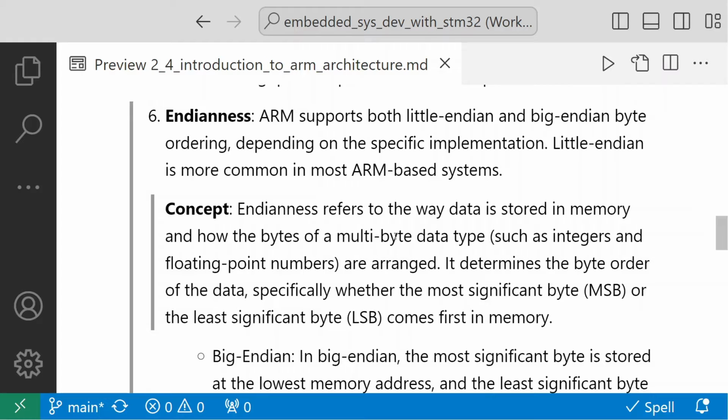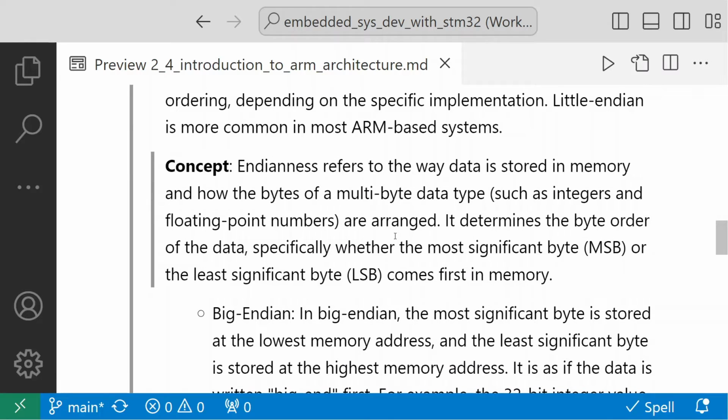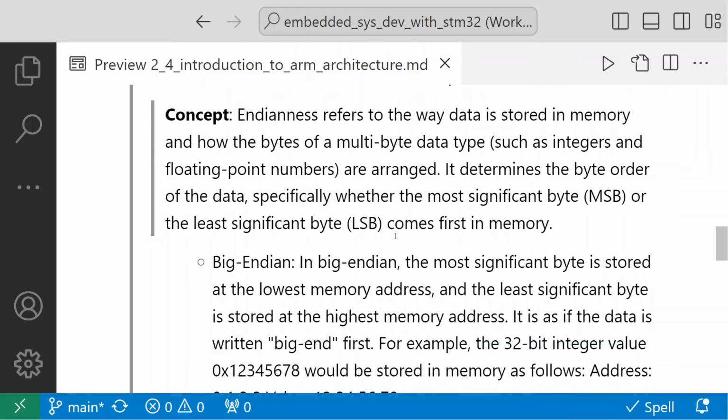Here let's understand the concept of endianness. Endianness refers to the way data is stored in memory and how the bytes of a multi-byte data type, such as integers and floating point numbers, are arranged. It determines the byte order of the data, specifically whether the most significant byte, the MSB, or the least significant byte, the LSB, comes first in memory.